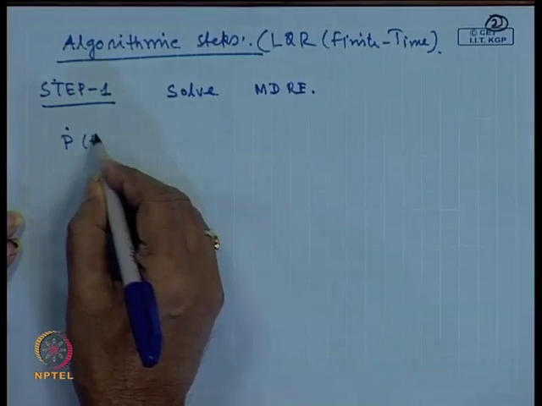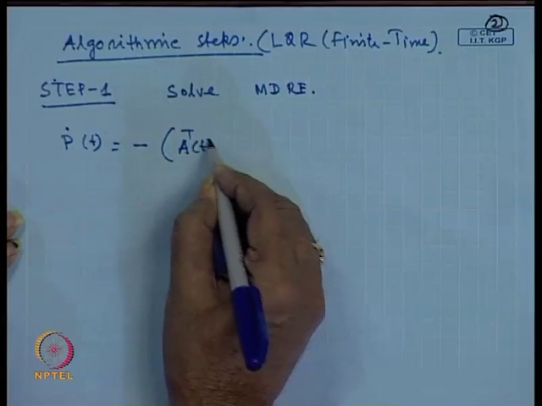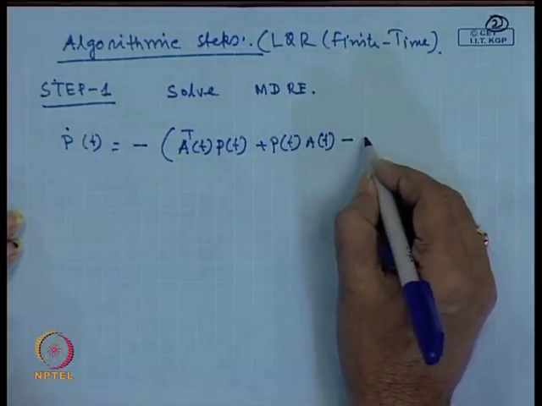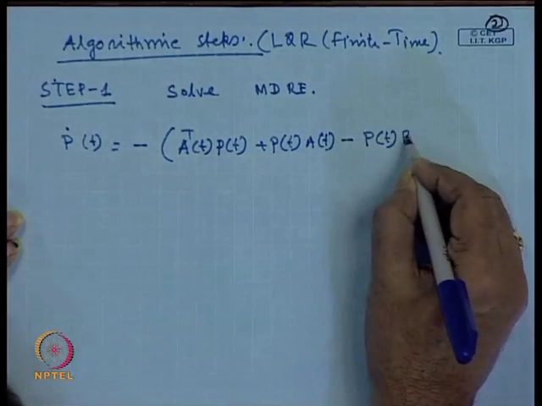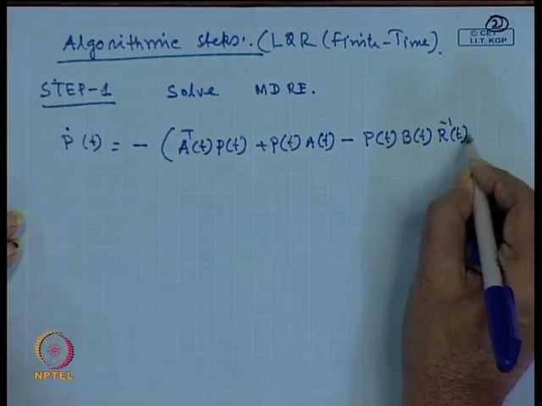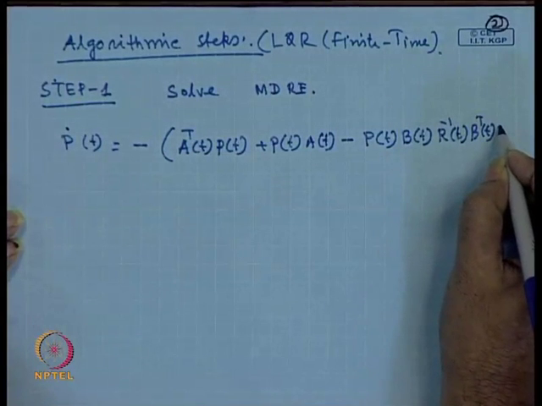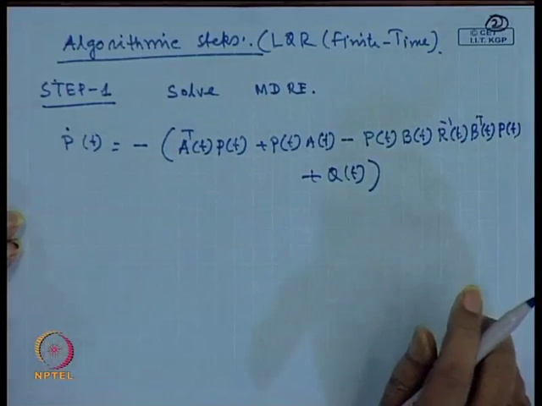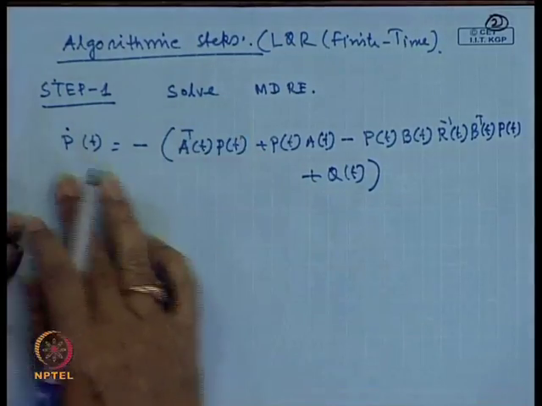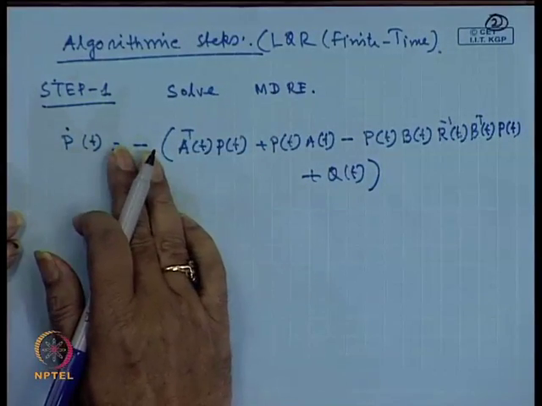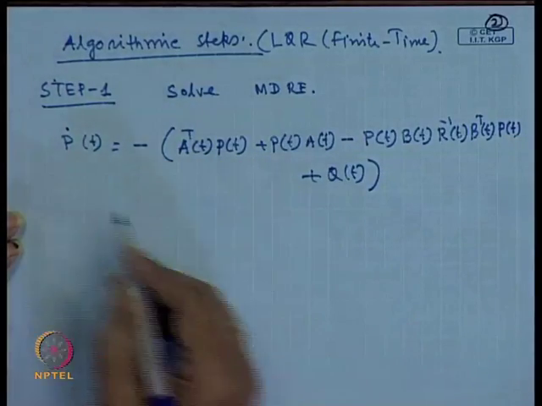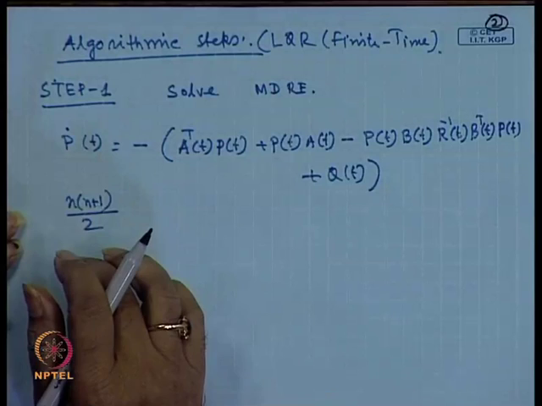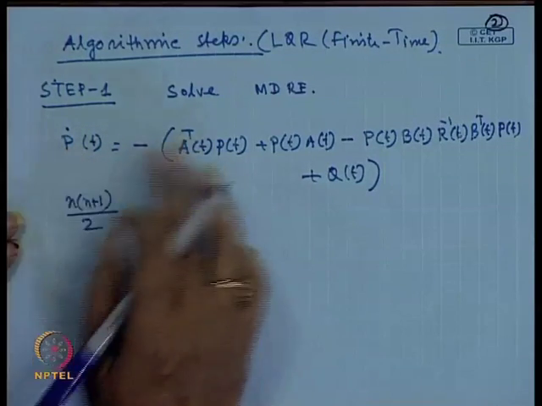If you recollect, P dot is equal to minus A transpose of t P of t plus P of t A of t minus P of t B of t R inverse B transpose of t P of t plus Q of t. This equation we have to solve. Since P is a symmetric matrix, we need to solve n into n plus 1 by 2 first order differential equations.